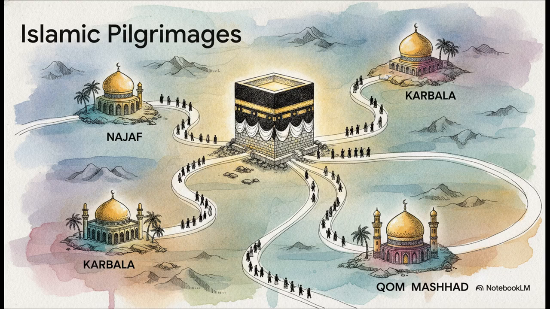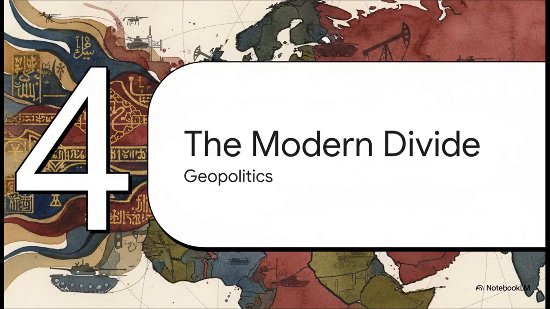Every year, millions travel to places like Najaf and Karbala in Iraq or Qom and Mashhad in Iran. It turns these cities into massive centers of spiritual learning and cultural gravity. Section 4. The Modern Geopolitical Divide.